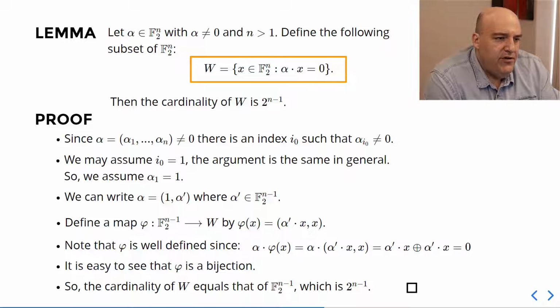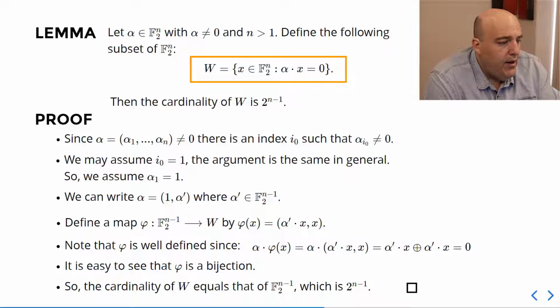We're going to define a subset of F2^n called W, and it's the set of all elements whose dot product with alpha is 0. So W is the set of all x in F2^n such that alpha dot x is 0. And we would like to prove that the cardinality of W is 2^(n-1).